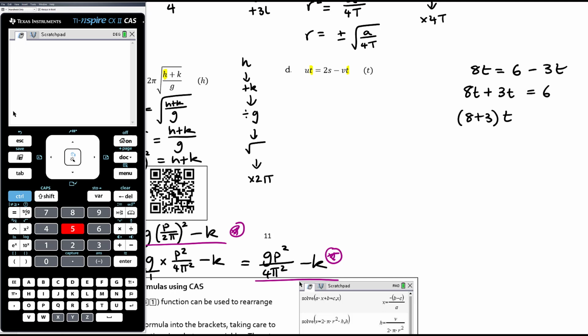T is a common factor. Now whether you write that at the front of the bracket or at the back, it doesn't matter, it's the same thing. T is a common factor, and that's why it is 11t. It's why 8t plus 3t is 11t, because it is t lots of 8 plus 3. And so then t is 6 on 11. So we want to follow these same processes here.